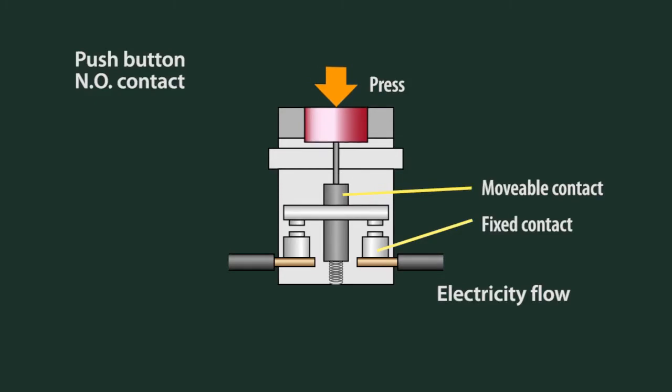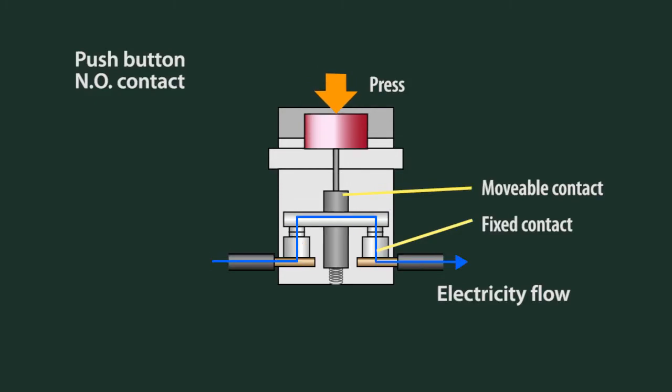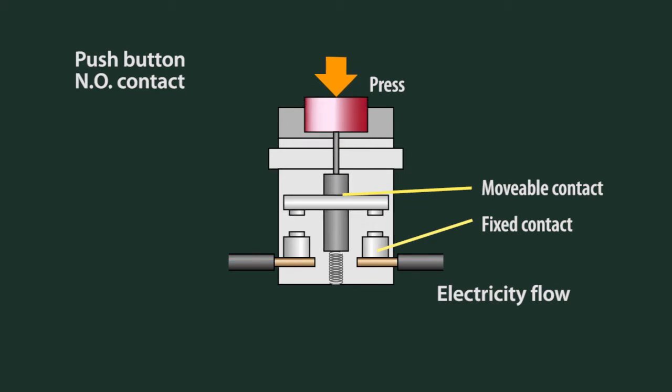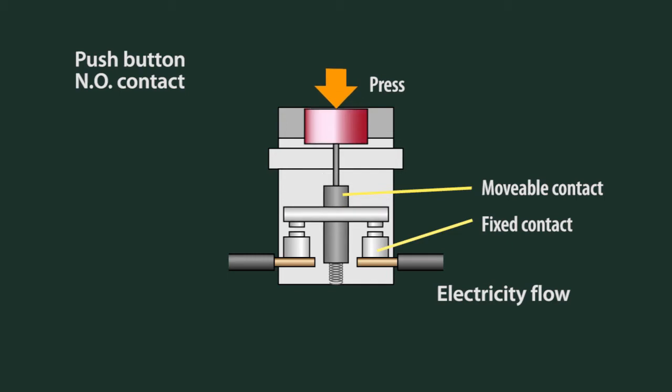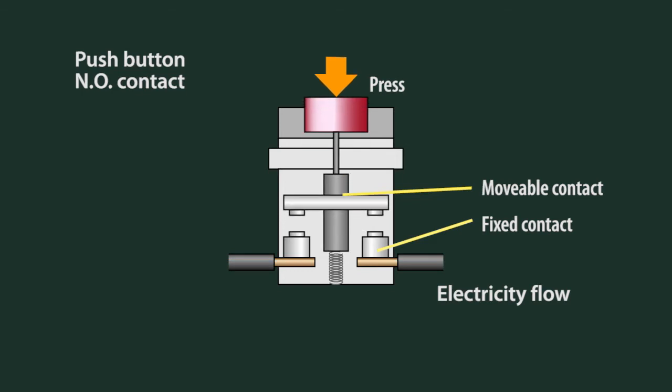If I make the analogy of a normally open contact to a push button, a spring normally keeps the contact in the open position and electricity will not flow. When the push button is pressed, the contact will close and electricity will flow. When the button is released, the contact is open again.